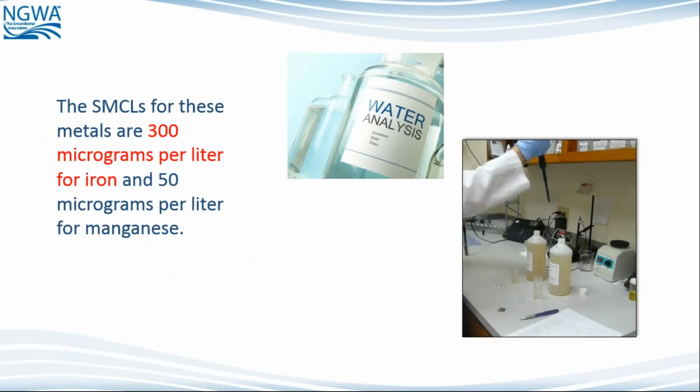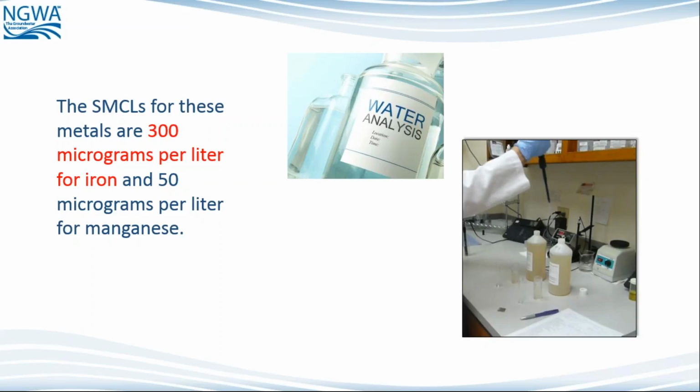So looking at the secondary maximum contaminant levels, SMCLs, for iron would be 300 micrograms per liter of water. And to give you a little bit of a relationship to that, that is parts per billion. So if you had 1 gallon in a billion gallons, that would be that ratio.